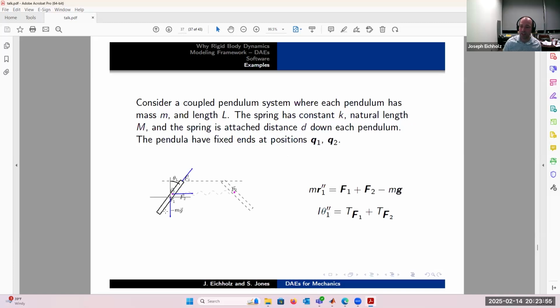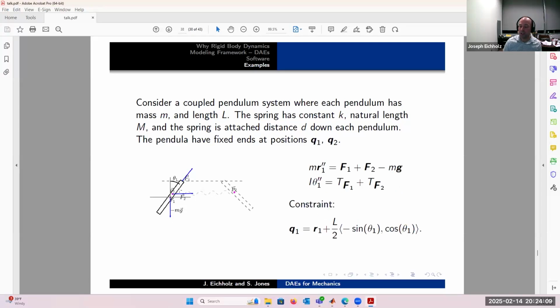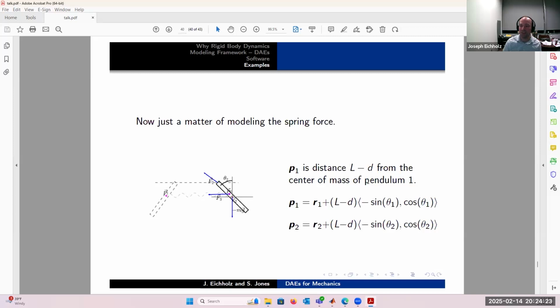They write down the equations of motion for the first pendulum. It's no problem. You've got this unknown force F1, you've got this spring force F2 that you're going to have to worry about, and you've got gravity acting on it. Your constraint is that the first pendulum is fixed at some position. They can write down the same equations of motion for the second pendulum, and they're good enough to realize that F2 and F3, again, have to be equal and opposite of each other.